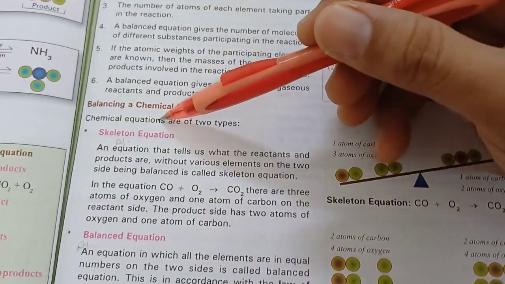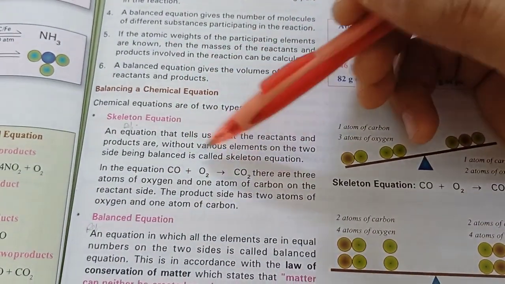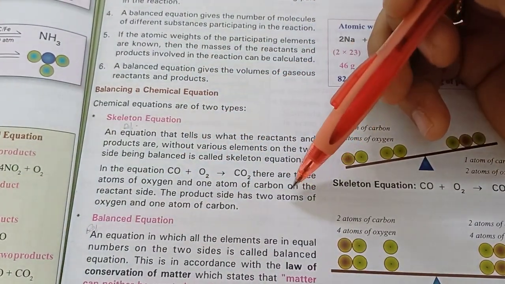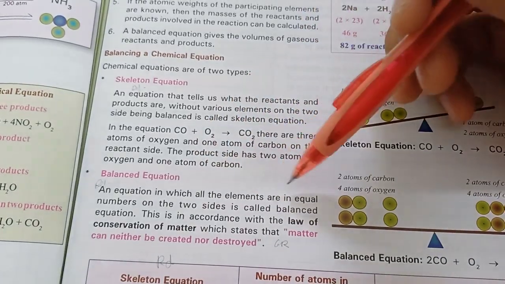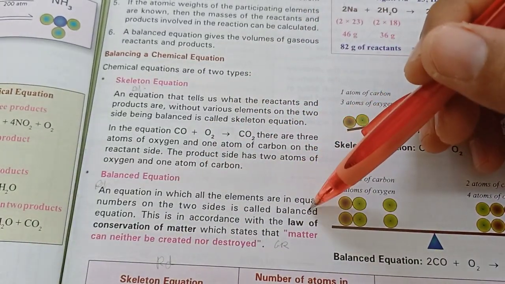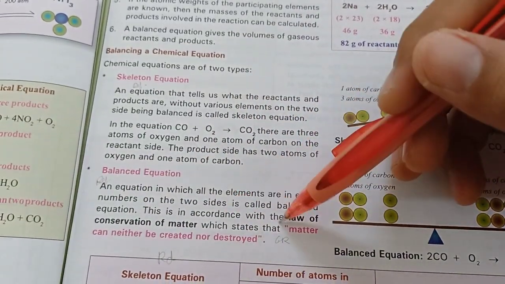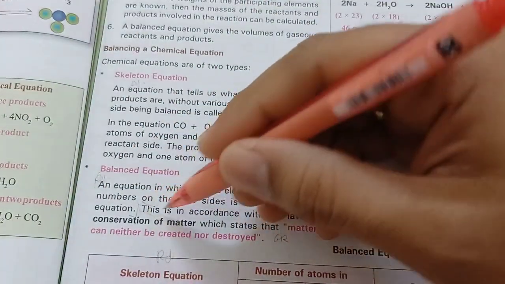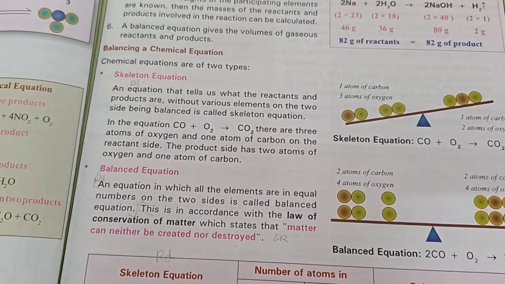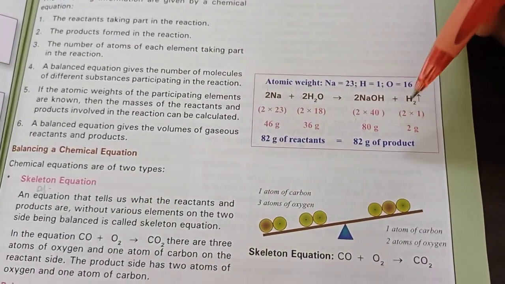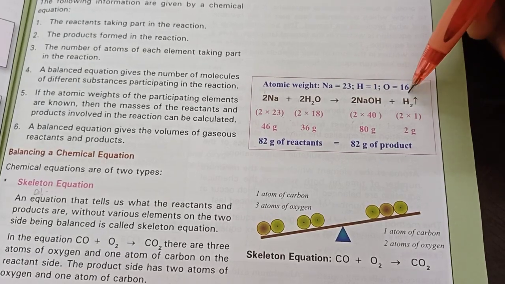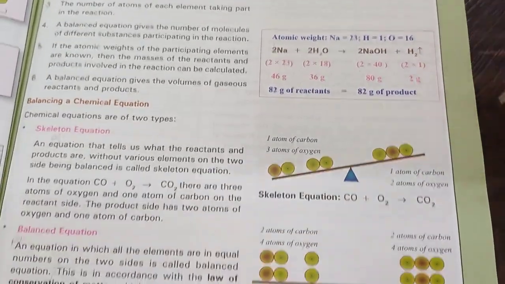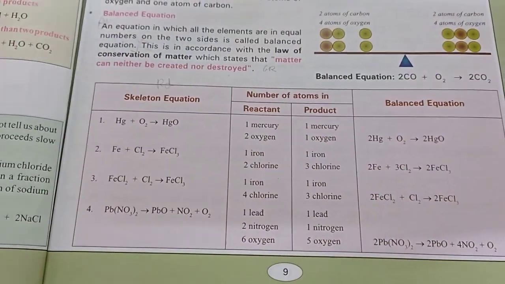The skeleton equation does not have balanced numbers. A balanced equation will have the coefficients so that it complies with the law of conservation of matter. So mark the first sentence as a definition and the second sentence as a GR. Looking at a balanced equation, we can also figure out the volume of the gas being produced, which we'll study in 10th standard. Now, this is just read, there's nothing to learn here, nothing can be asked from here.